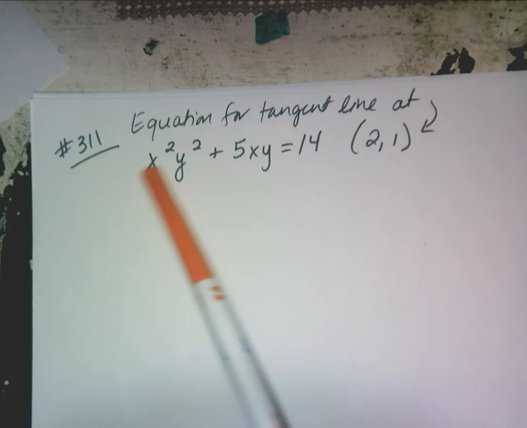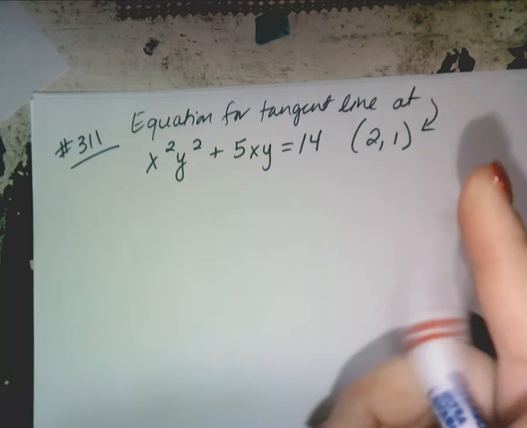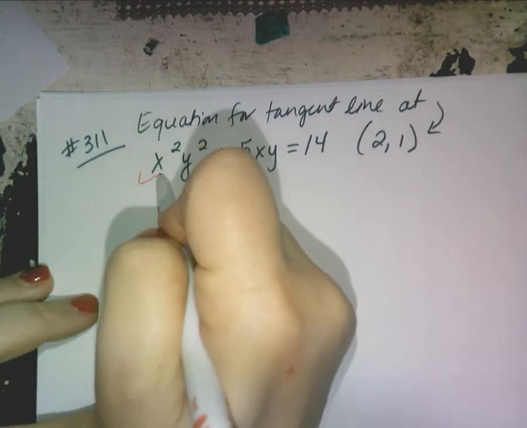Do you see a bunch of x's and y's next to each other? You know what that means? Product rule. Okay, so let's take this piece by piece, and then we'll plug it in at the end and we'll be good. All right, so product rule.